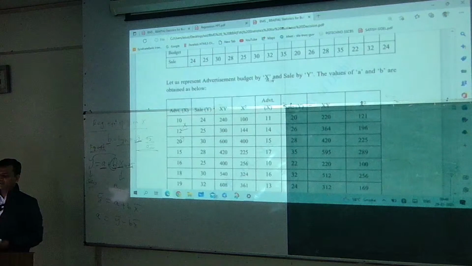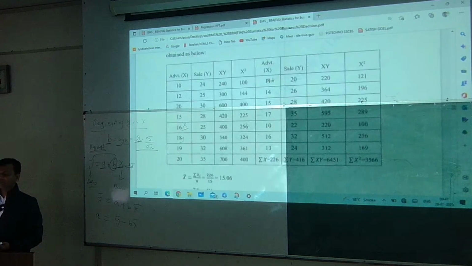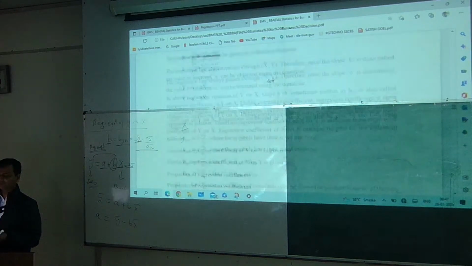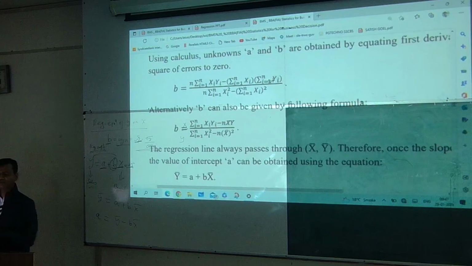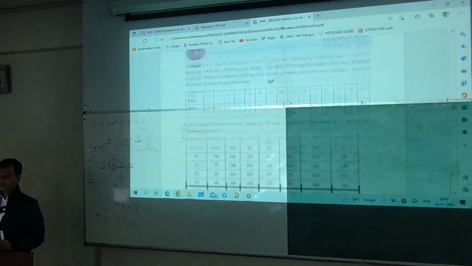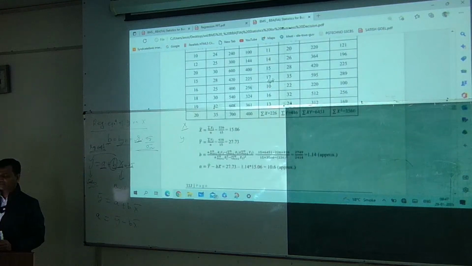Here you can see in this example how we have calculated the regression equation. Because we have to calculate all the things, that means we have to find the correlation coefficient, or you can say sigma x, sigma y, or simply use this formula which I told you, b equal to this. Using this formula you have calculated. First of all we find the x bar, y bar.